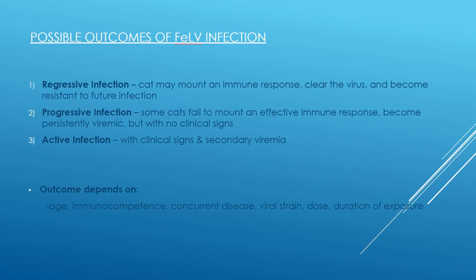There are 3 possible outcomes after infection. In regressive infection, the cat's immune response is able to clear the virus and the cat becomes resistant to future infection. In progressive infection, the cat may fail to mount an effective immune response and becomes persistently viremic with no clinical signs. In active infection, the cat shows clinical signs and secondary viremia. The outcome depends on the cat's age, immunocompetence, concurrent disease, viral strain, dose, and duration of exposure.